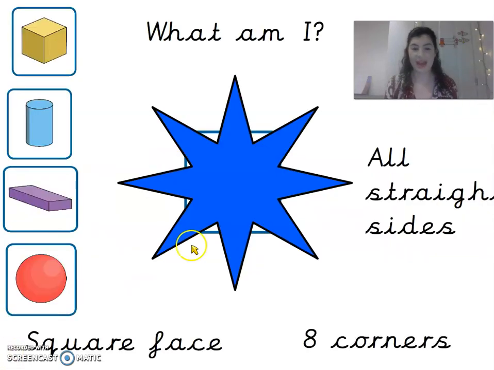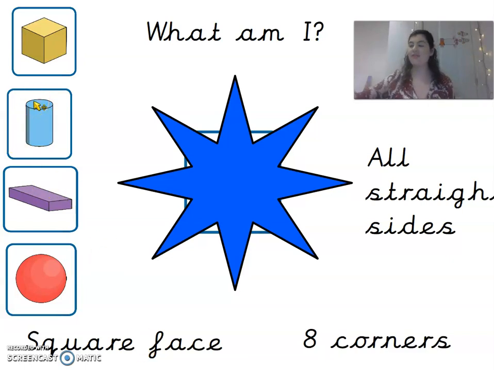Okay, let's go. Okay, so behind my star is a shape. It's hidden. And it says, what am I? And there are some clues around. One of the clues says it has a square face. A square face. Which shape had a square face? Was it the cylinder?